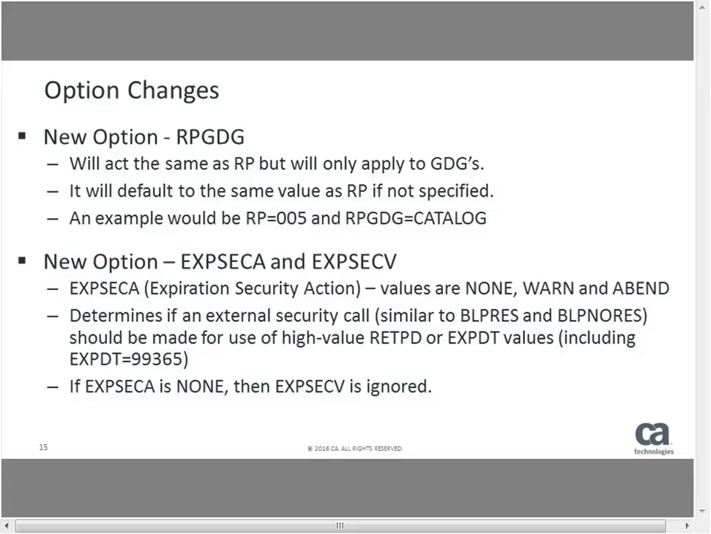If the EXP Sec V value is set to 99999, we will only do it for the use of permanent, 99365. That was the main intent. Client wanted to prevent clients from creating files where the expiration date in the JCL was 99365.